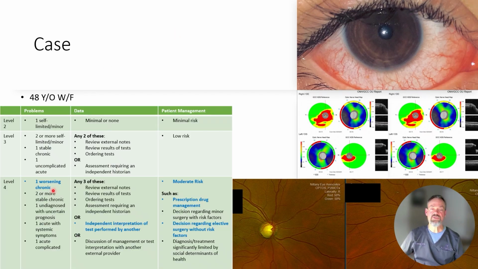Well, she has one worsening chronic illness in primary open-angle glaucoma, so we meet a level 4 in this column. Because we did an independent interpretation of tests performed by another provider, we also meet a level 4. And this represents moderate risk because of her Tmax, and we did prescription drug management, and because we are sending her, we had the conversation about SLT, and we're sending her for such, we made a decision regarding elective surgery without risk factors.